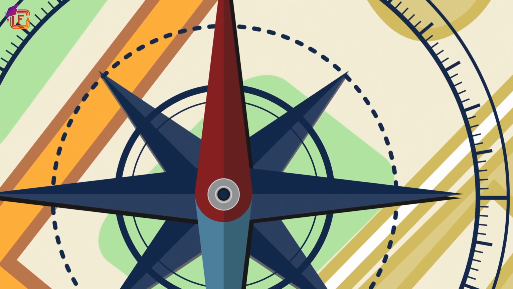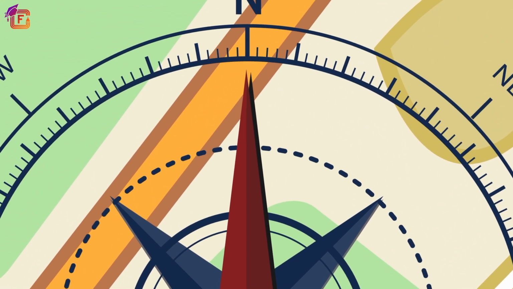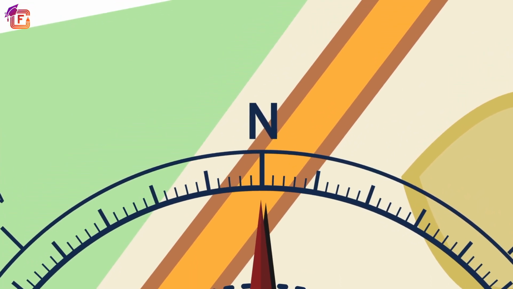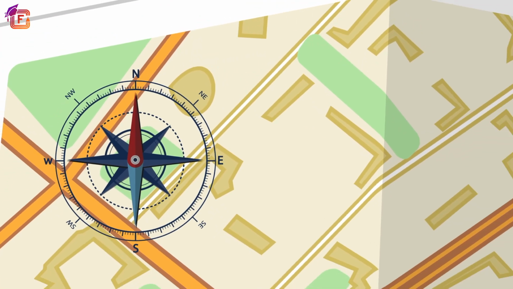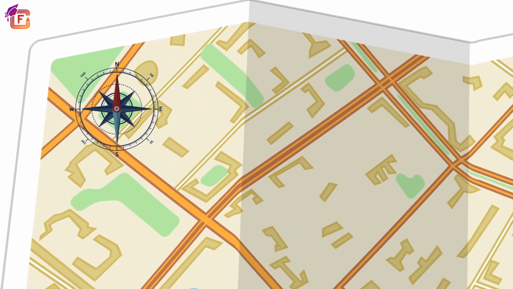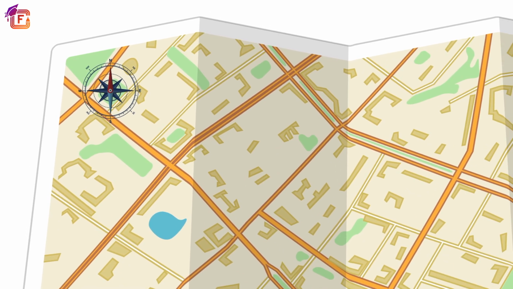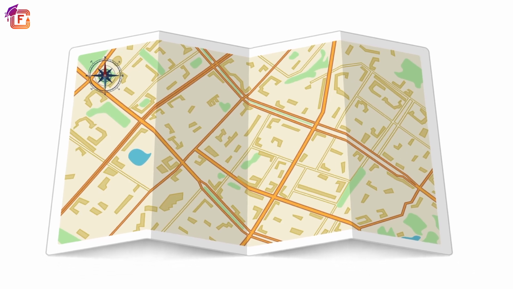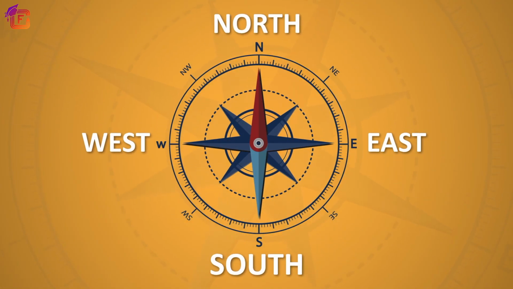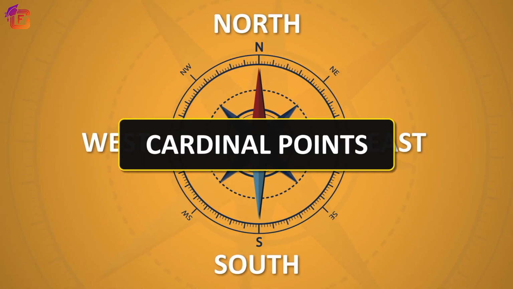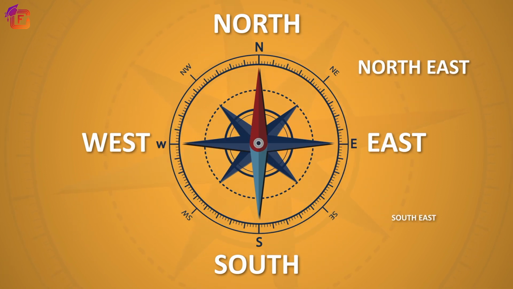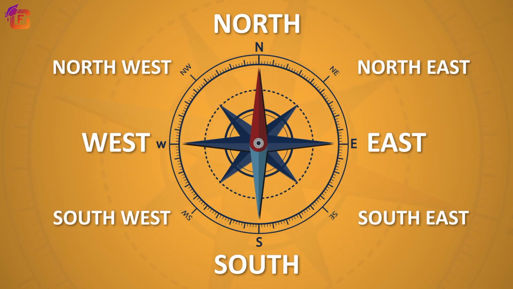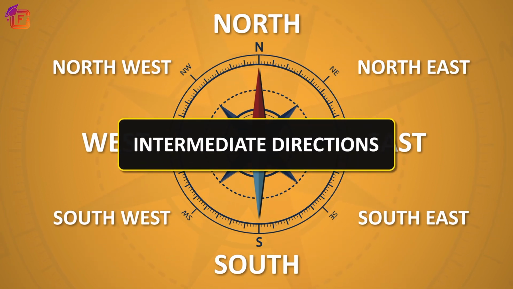Well, various maps show an arrow with a letter N at the upper right hand corner. It represents the north direction. When we know the north, then we can easily represent the other directions. East, west, north and south are known as cardinal points. Northeast, southeast, southwest and northwest are the other four intermediate directions.